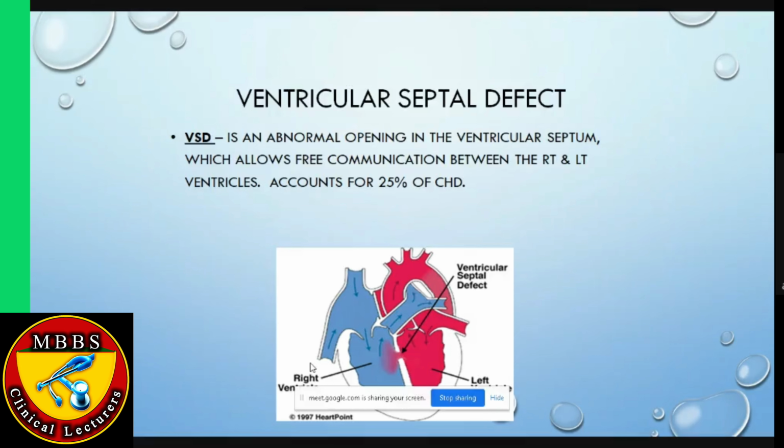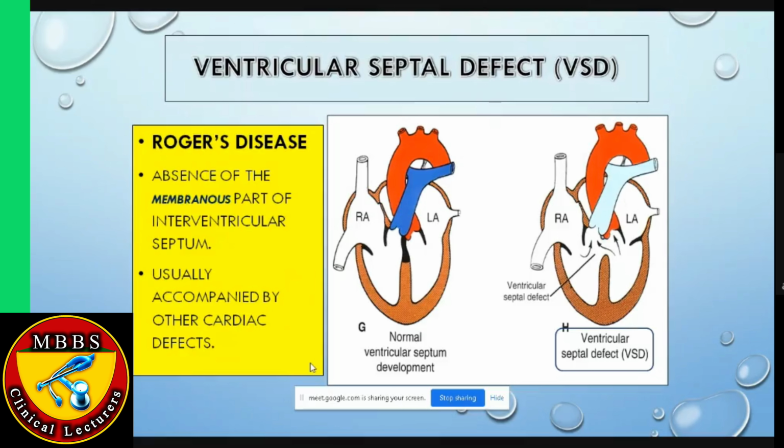So this abnormal opening will be in the ventricular septum, and this will allow free communication between the right and the left ventricle. It is in fact more common than the ASDs and accounts for about 25% of congenital heart diseases. Now, when we are talking about the ventricular septal defect, this is the ventricular septum, as you see in this picture. This defect can lie anywhere along the margins of the ventricular septum.